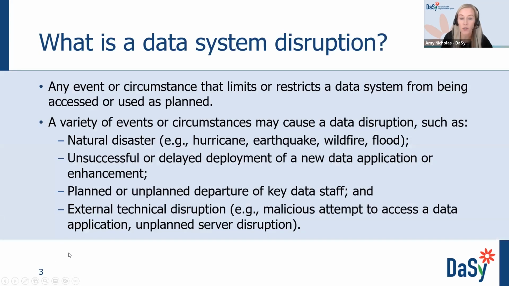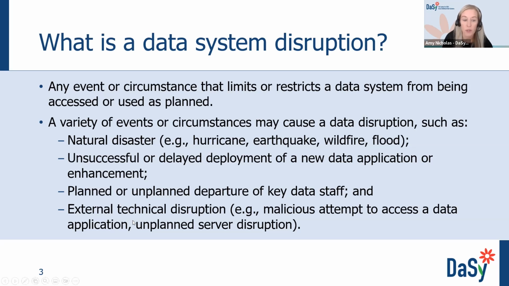So just to start, Part C and Part B 619 programs rely on their data systems to support all sorts of different activities. And obviously disruptions to those systems can really jeopardize access to accurate information. A data system disruption we define as any event or circumstance that limits or restricts a data system from being accessed or used as planned. A variety of different events or circumstances, as we saw with COVID-19, many people experienced these disruptions, can cause a disruption. Disruptions may or may not be avoidable. The programs may not have any warning about them.